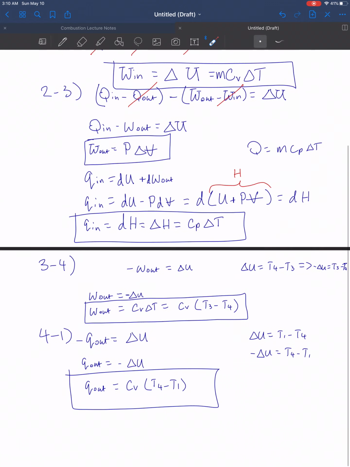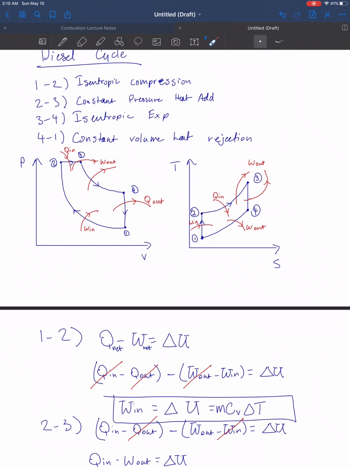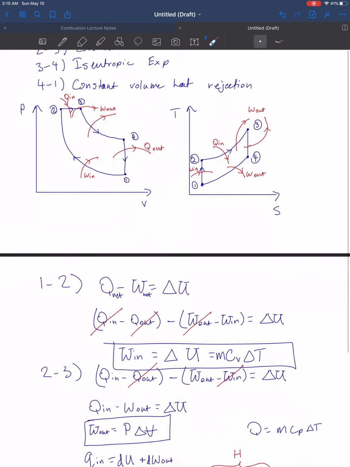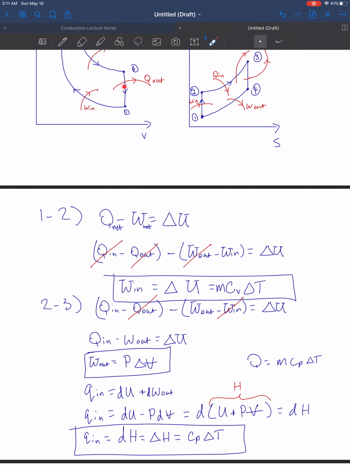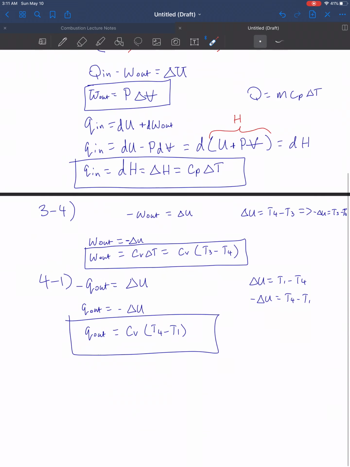And I want to point something out here. Again, this is not because it's constant volume, okay? That's just the way it ended up working out. But here we do have constant volume. So what do we end up having? CV T4 minus T1, right? That's that constant volume right there.